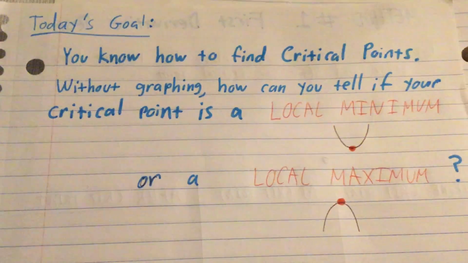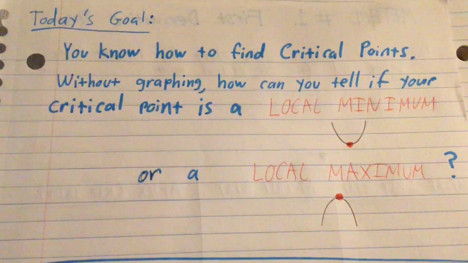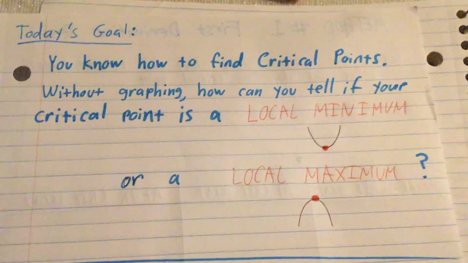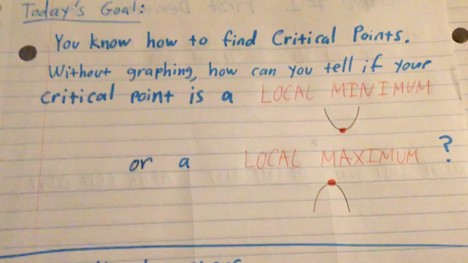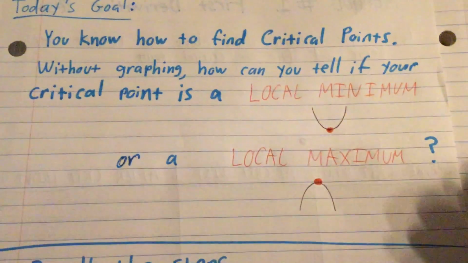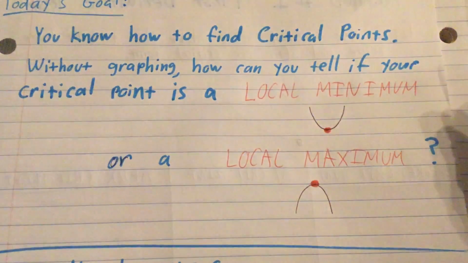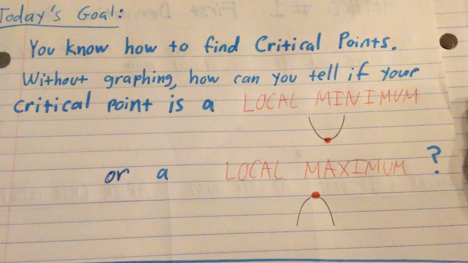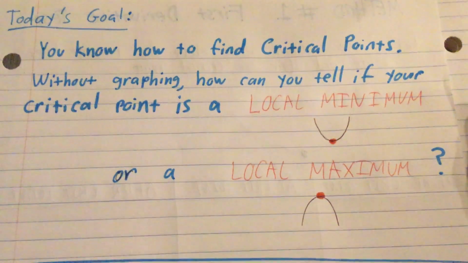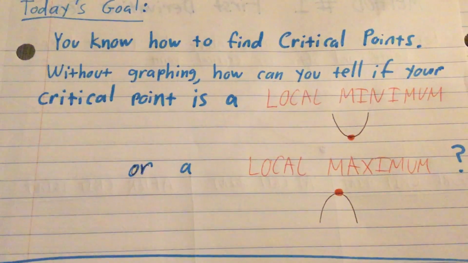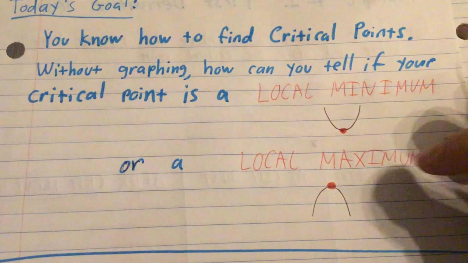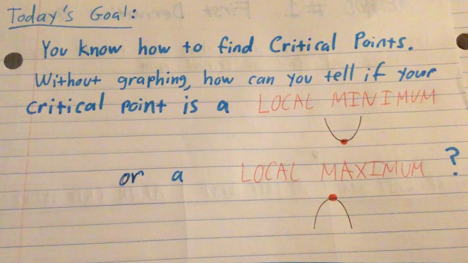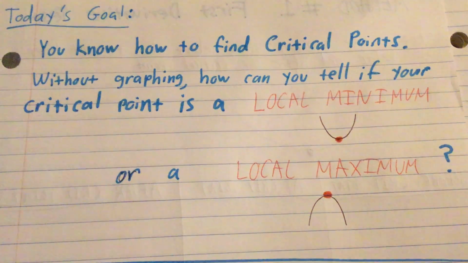So in today's video, the goal is, well, you know how to find critical points, but without actually graphing it, how can you tell based on the equation whether your critical point is a local minimum, in other words, a low point, or a local maximum, or a high point? And notice I'm saying a high point, a low point, as opposed to the lowest point or the highest point. In other words, where is the horizontal line equal to 0, and how can you tell whether it's a local maximum or a local minimum?